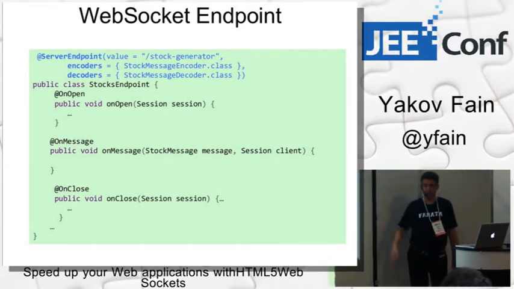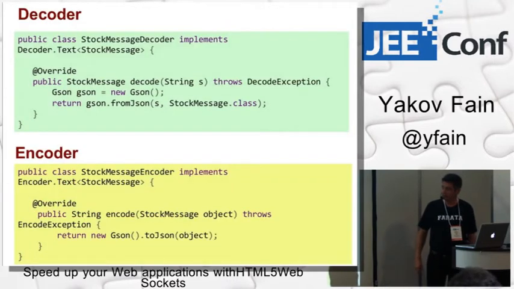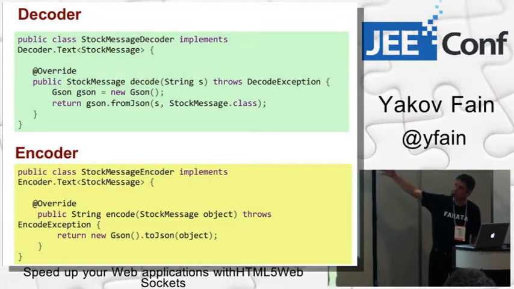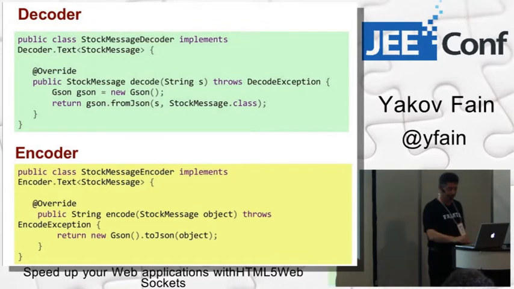In this case, decoder is converting into JSON. Or sorry, decoder is converting from JSON. It came from the client, and encoder down there is doing the other thing.